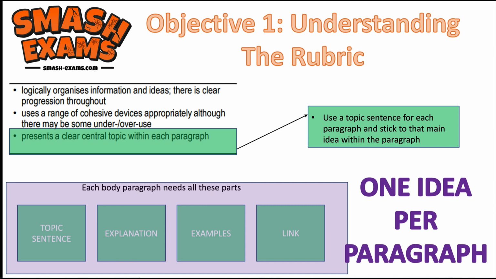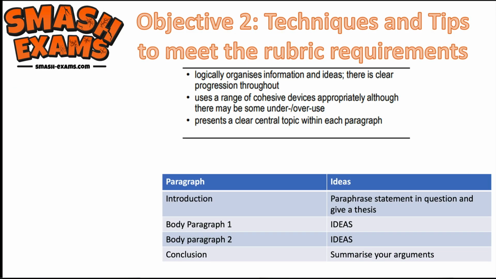Now that we understand exactly what the rubric is asking us to do, we can now look at how we can complete these criteria for the IELTS Writing Task 2. So, here are some techniques and tips to meet the rubric requirements. We're going to go through each one as much as possible.